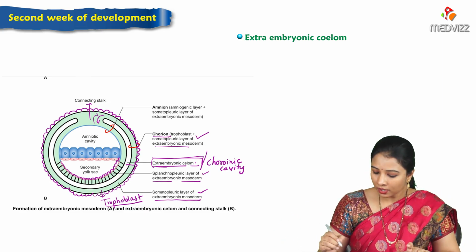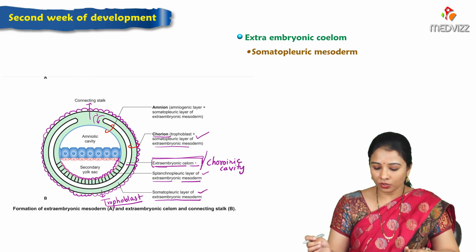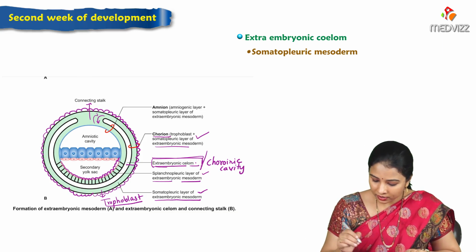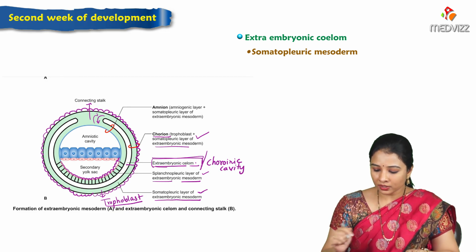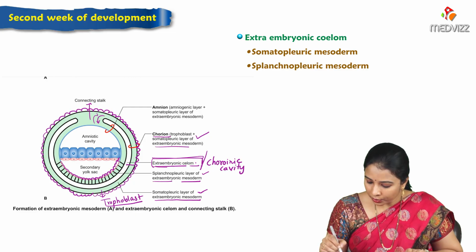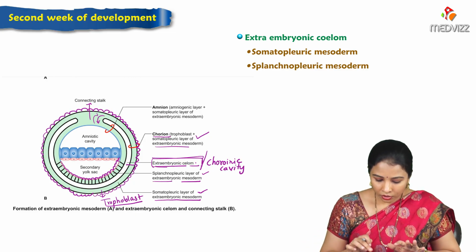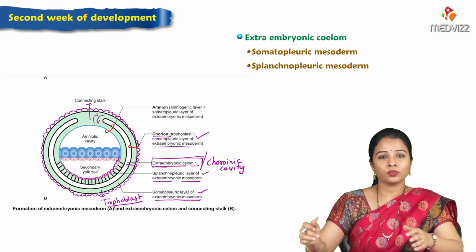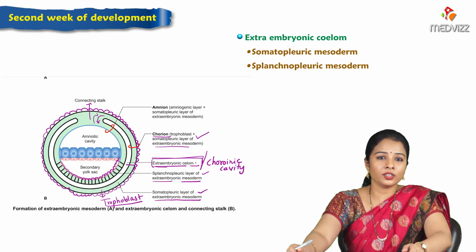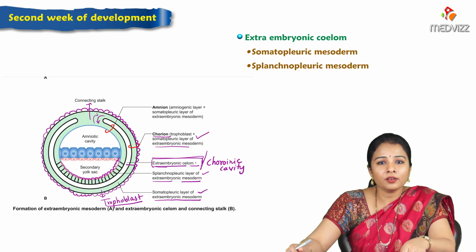Now we will tell. One is somatopleuric extraembryonic mesoderm. Somatopleuric is present along the trophoblast forming the chorion. The other is the splanchnopleuric extraembryonic mesoderm, which lines the yolk sac cavity, forming the secondary yolk sac cavity or secondary umbilical vesicle.